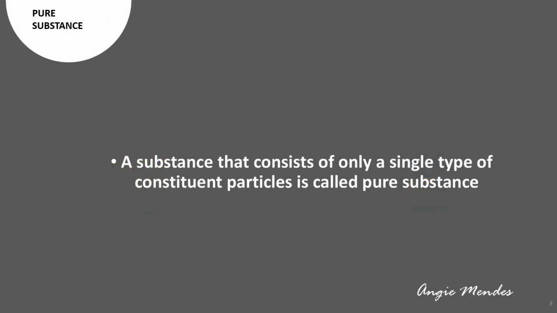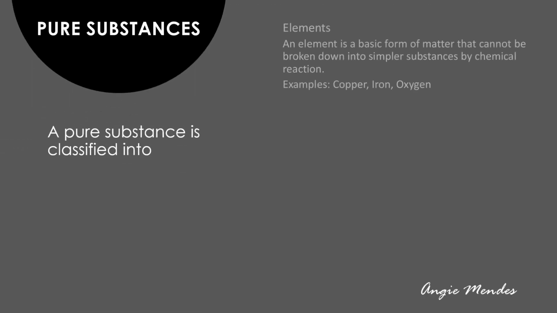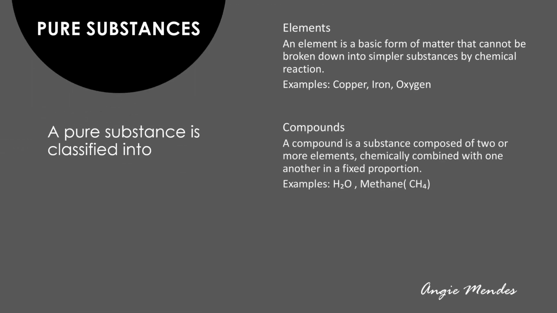A pure substance is a substance that consists of only a single type of constituent particle. For example, a bar of gold. It is made entirely of gold. Hence, this is a bar of pure gold. Now, pure substances can be classified into elements or compounds.